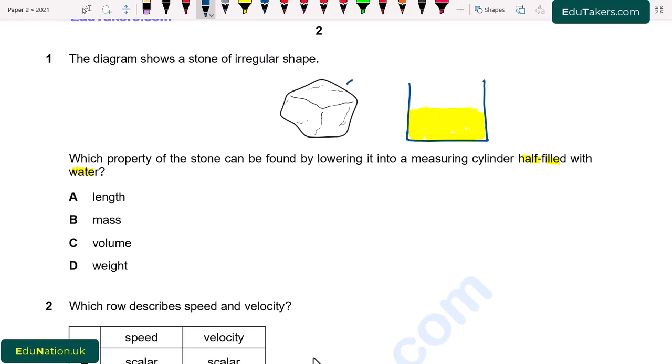So when I lower this stone into this water, then what will happen? Which property of the stone can be found? So the volume changes here; there will be no change in the length, mass or weight. So I circle the C option here, volume.